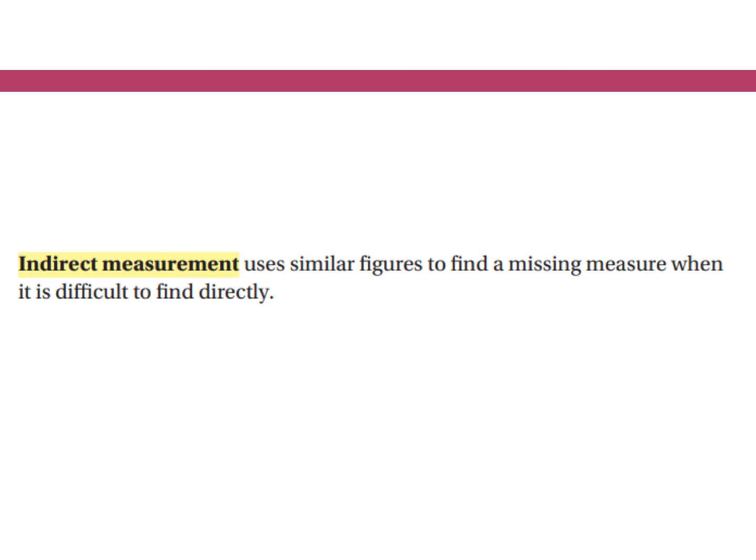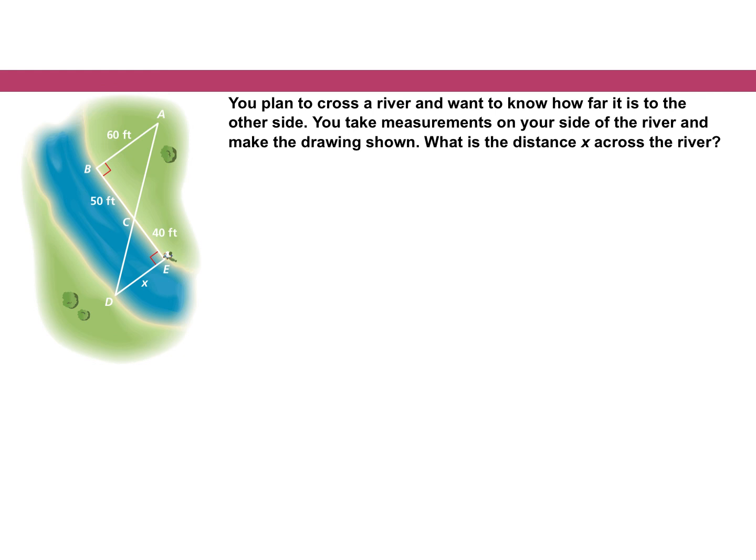Another neat thing that we can do with triangles is we can use something called an indirect measurement. Now, an indirect measurement is where we're going to use similar figures to find a missing measure when it's hard to find one directly. And I'll show you how that works here in example 3. So example 3 says, you plan to cross the river and want to know how far it is to the other side. You take measurements on your side of the river and make the drawing shown. We have to find the distance, x, across the river.